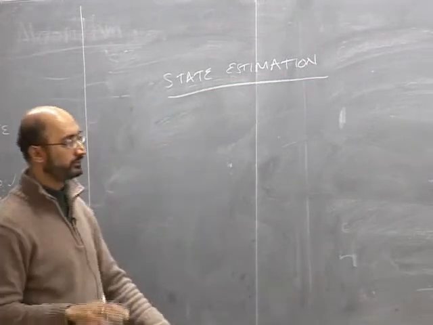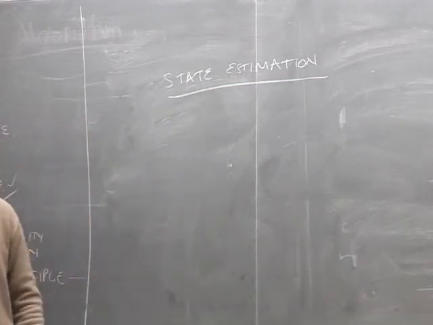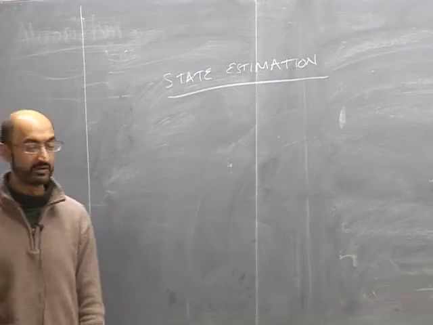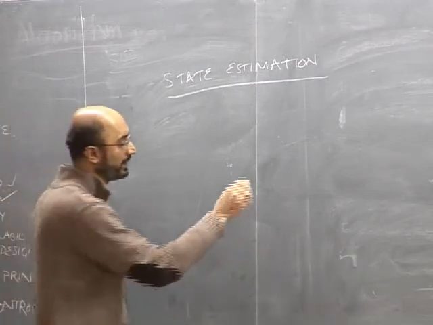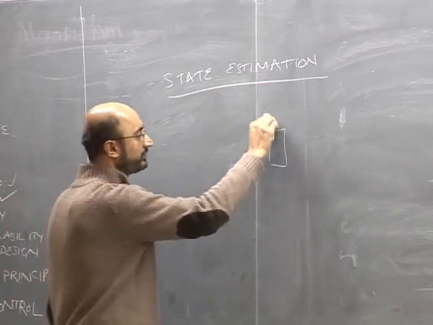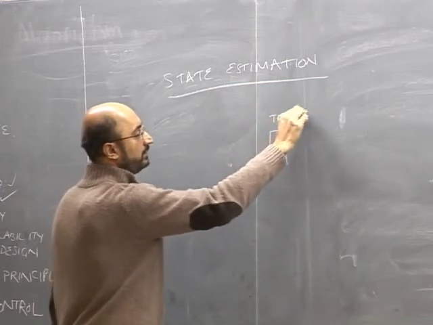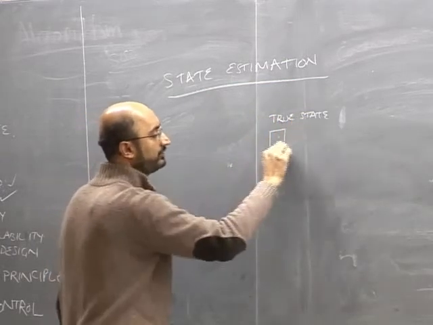The beauty of this is that the estimation itself is a control problem. It turns out to be very simple, similar to estimation. So what happens is that we have some true system state, and that leads to some output.